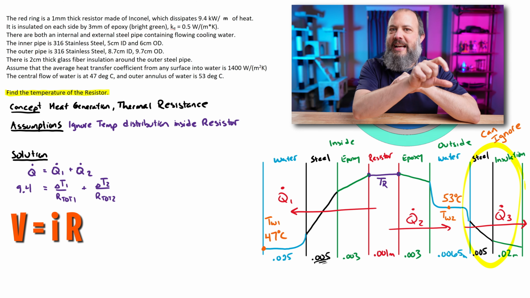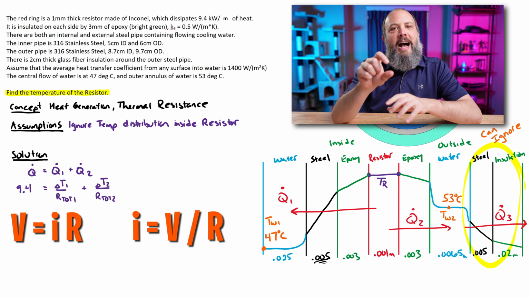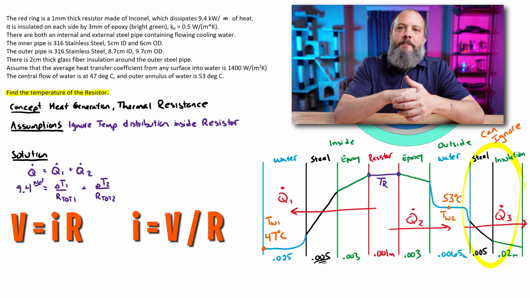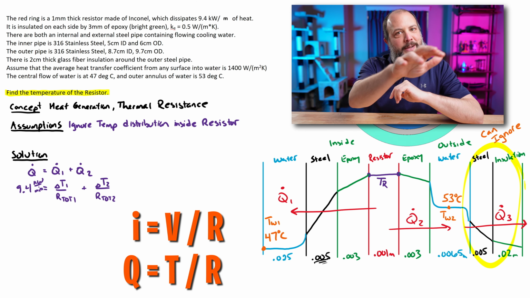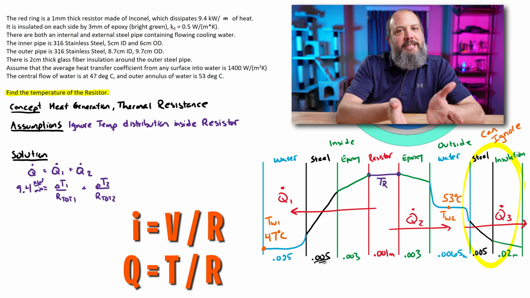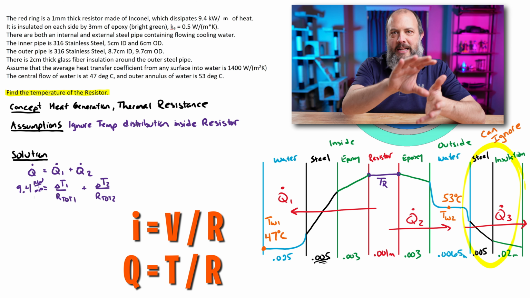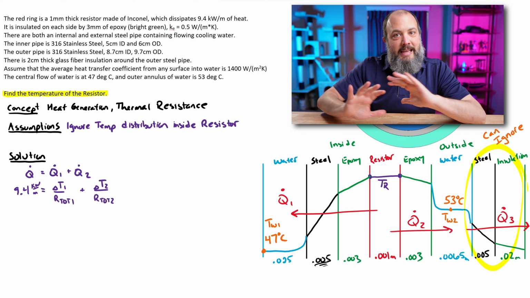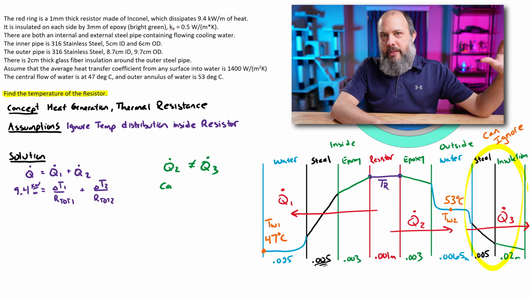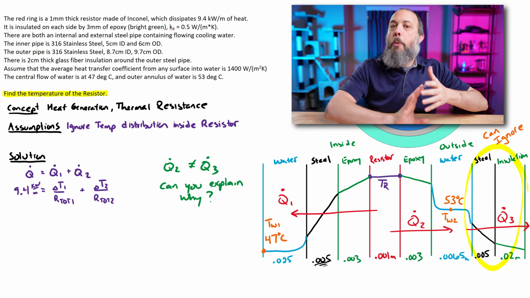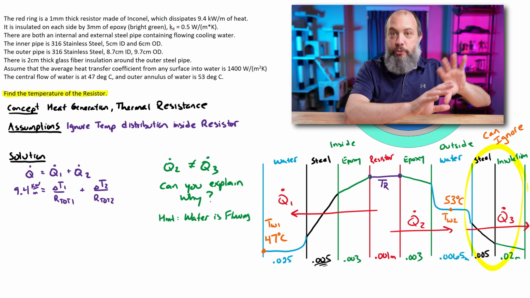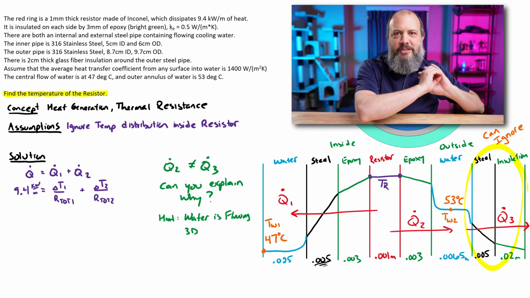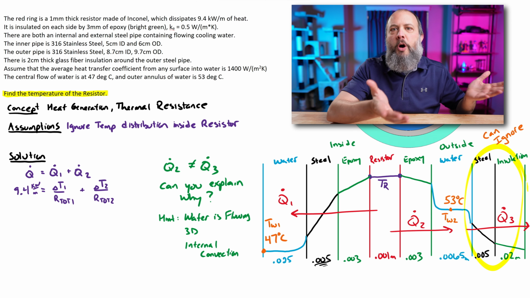So if I take V equals I times R, I can rearrange that. I equals V divided by R. V is my change in temperature, R, thermal resistance. So I'm replacing my Q dots with delta T divided by thermal resistance. And again, I can completely ignore Q dot 3 because I don't know how much of Q dot 2 actually proceeds through the wall versus how much is swept away by the flowing water.